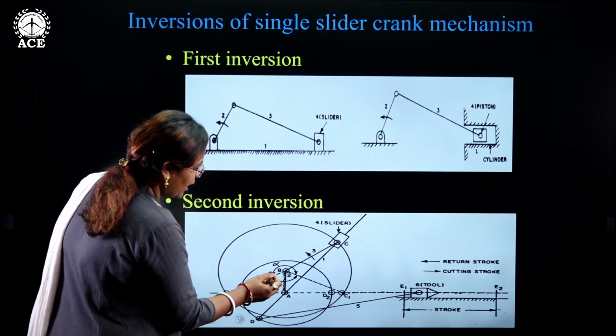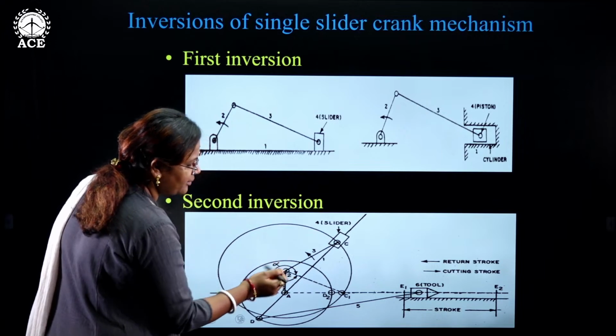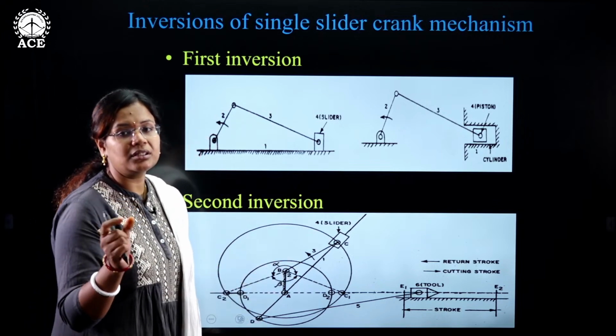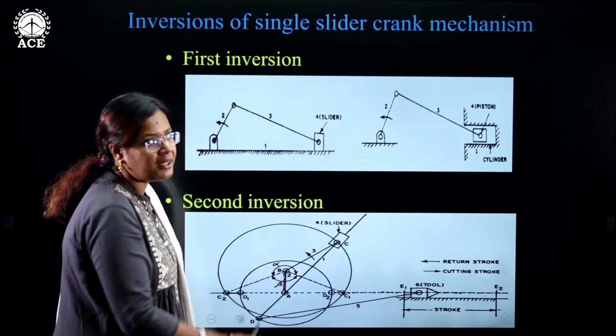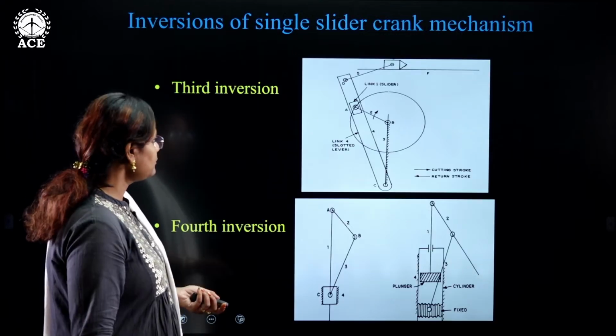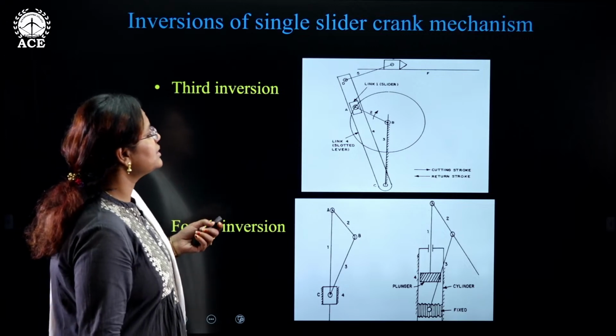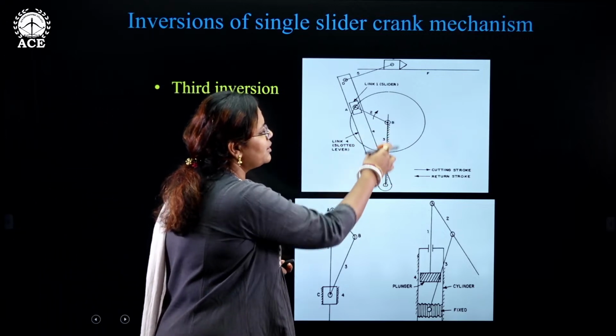Here you can say alpha and beta, they are the angles here. There is a term called quick return ratio that comes into the picture when you talk about alpha and beta. The third inversion is saying when link 3 is fixed, very much evident over here.